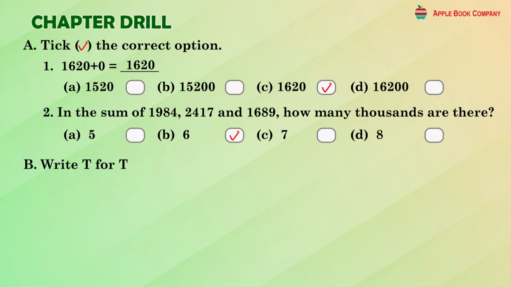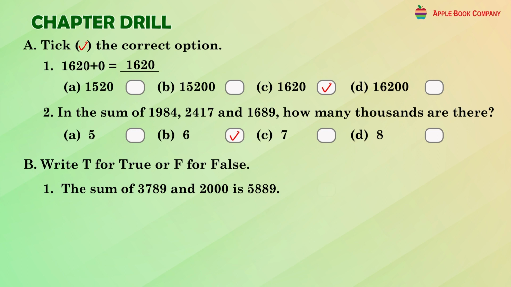Write true or false for the following. The sum of 3,789 plus 2,000 is 5,889. Do you think this statement is true? No, it is not. It is false, because 3,789 plus 2,000 is equal to 5,789 and not 5,889.